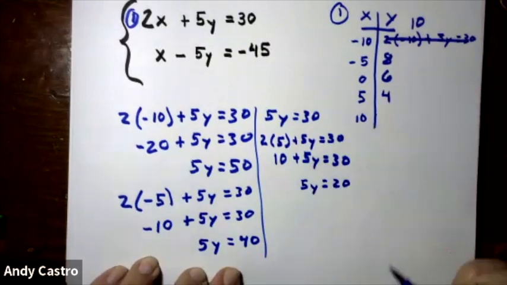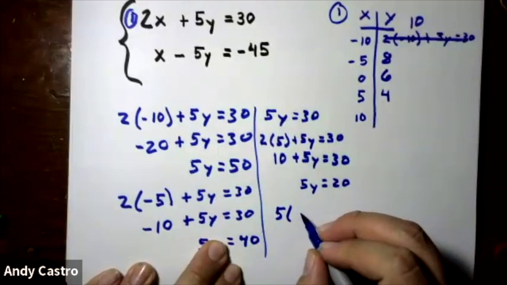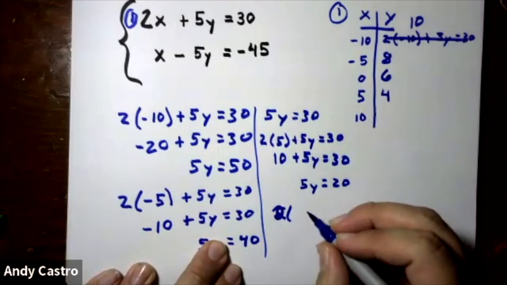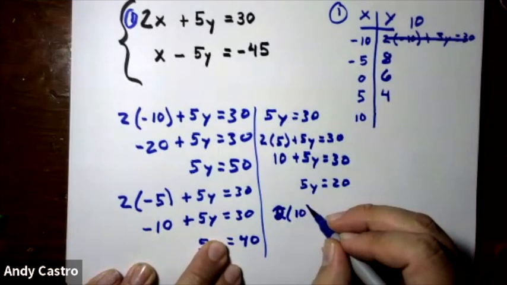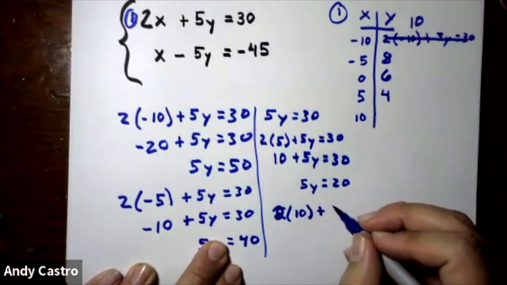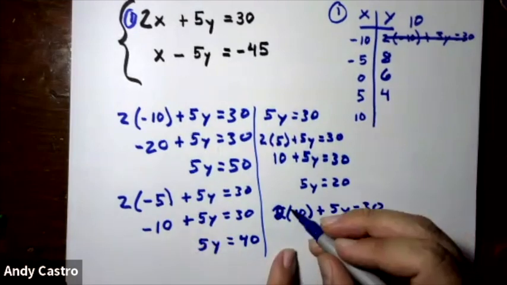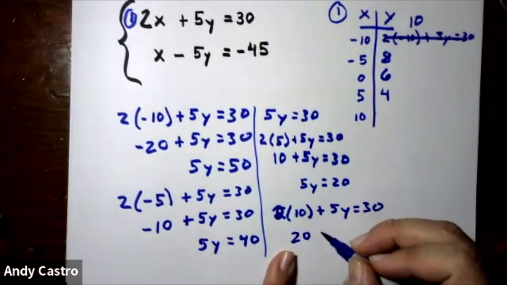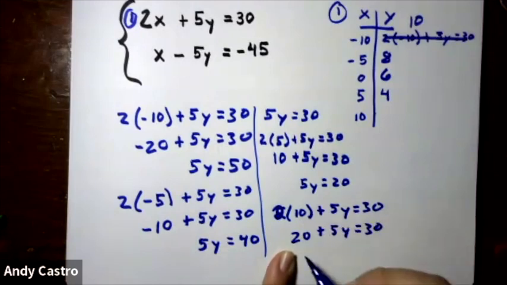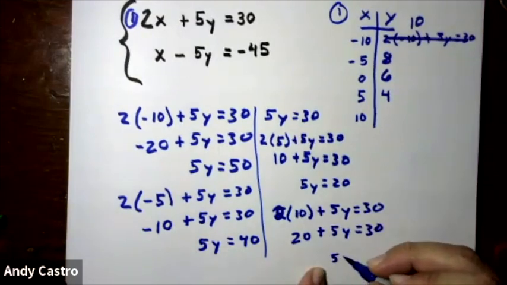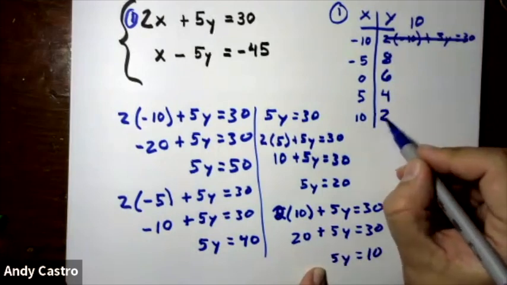Next, I finally have 10. So 2 times 10 plus 5y is equal to 30. This is going to give me 20 plus 5y is equal to 30. Subtract 20 from both sides. 5y is equal to 10. Y has to be 2.